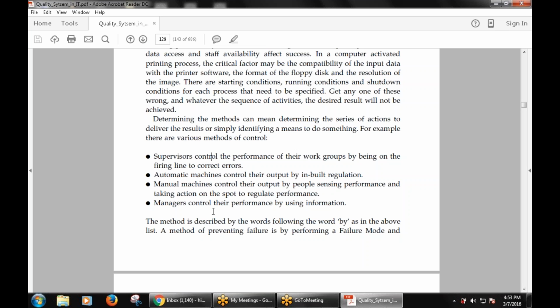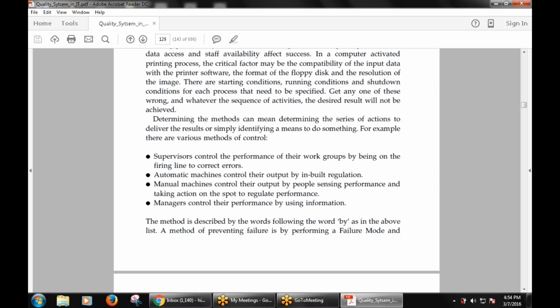The first is that supervisors control the performance. So in this method of control, what's the target? Supervisors control the performance of their work group. It's the role of the supervisor to manage or control the performance of their work group by being on the firing line to correct the error. Whatever the error that is applicable, whether they need to perform or get the results, it's the duty of the supervisor to maintain the performance of their work group.